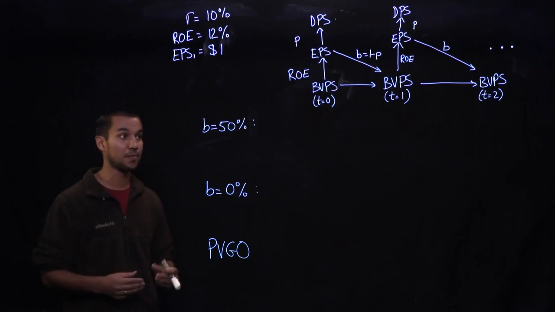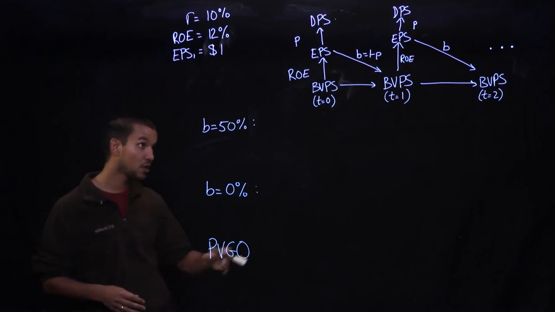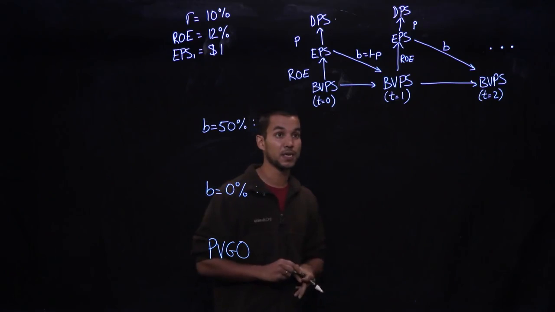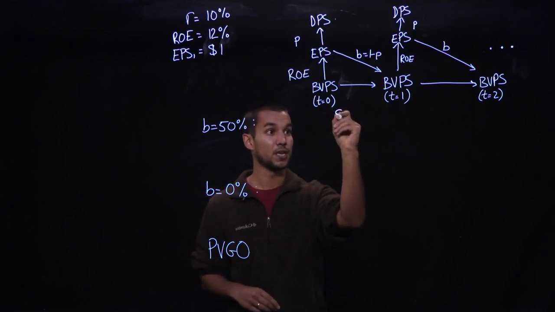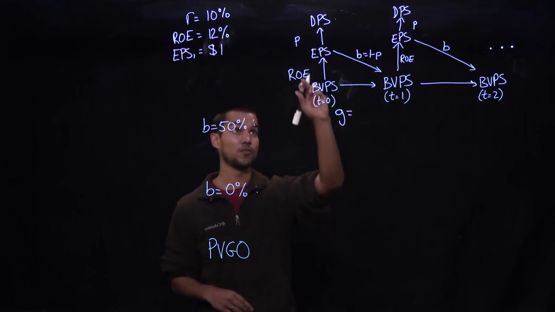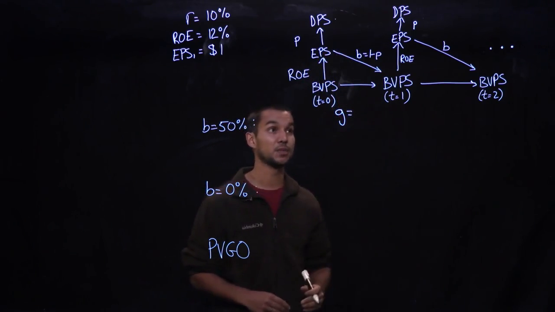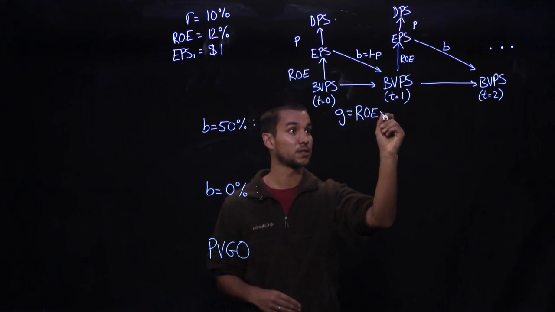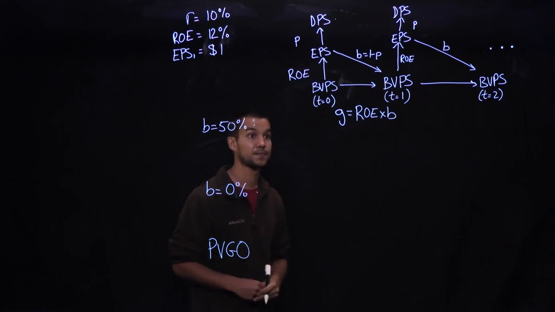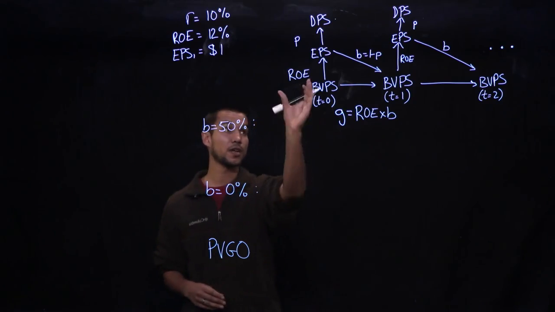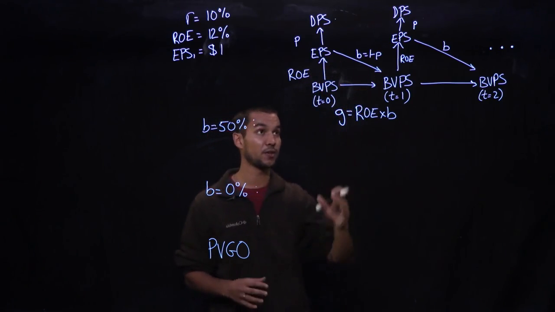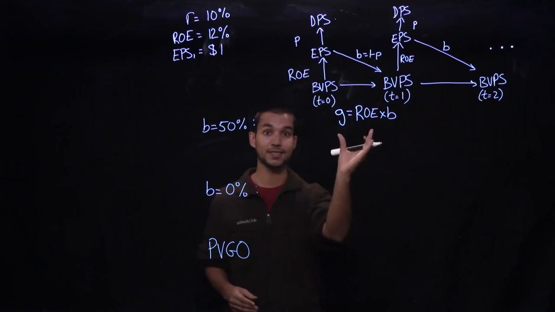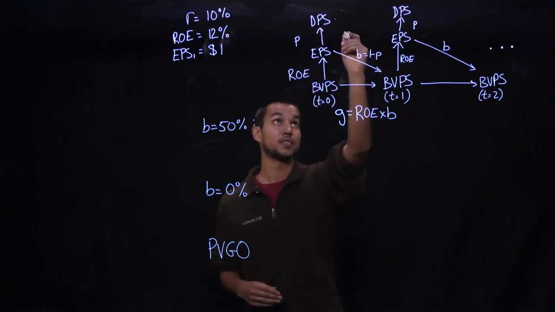And so these earnings that get plowed back into the company will grow the book value of the company. And the book value of the company is going to grow at a rate G. And G is going to be equal to the return on equity times this plowback ratio. So G is equal to ROE times B. And now, if the return on equity and the payout ratio and plowback ratio stay constant over time, then everything in this figure is going to grow at the same rate, G, including dividends.